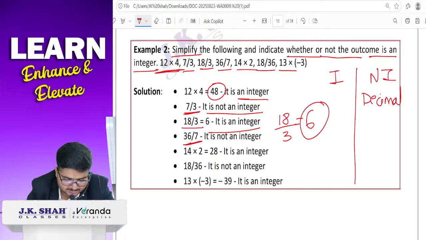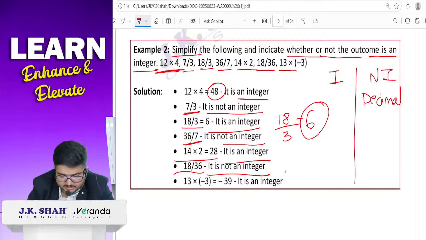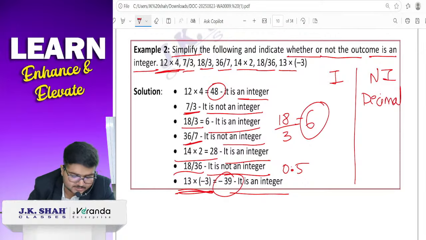What about 36 by 7? It is a non-integer because the answer will be in decimal. What about 14 into 2? The answer of it will be a full number, and that is why it is an integer. What about 18 upon 36? It will be a non-integer because the answer will be 0.5, right? Answer in decimal is always not an integer. What about 13 into minus 3? Even if it is a negative number, it is okay, it is an integer because it is not in decimal.